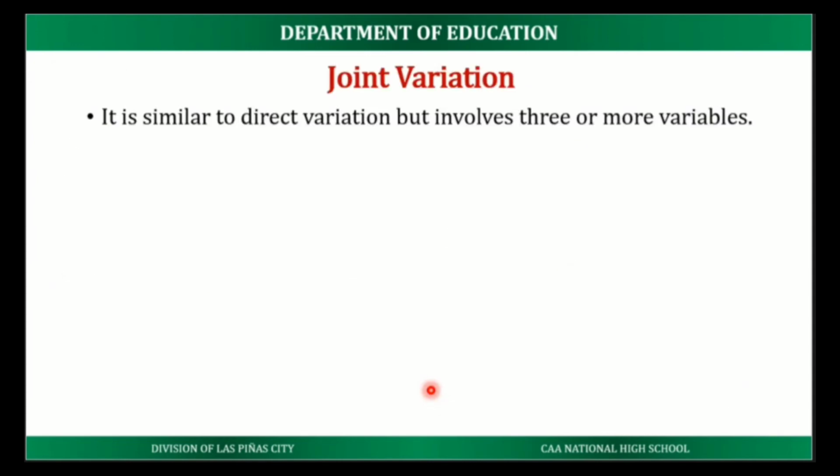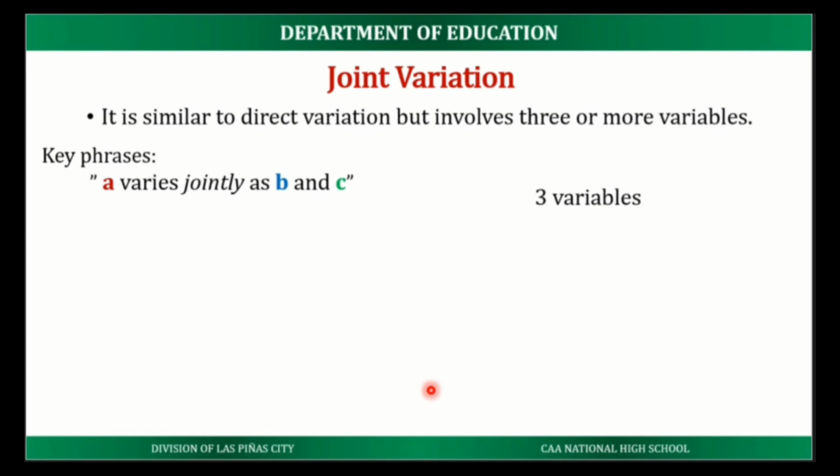Okay, let's have the joint variation. So, for the joint variation, it is similar to direct variation but involves 3 or more variables. So, parang halos parehas lang sila ng direct variation, mas madami lang siyang variable. So, key phrases for joint variation are varies jointly or jointly proportional. So, A varies jointly as B and C. So, parang same nga lang ng direct variation.